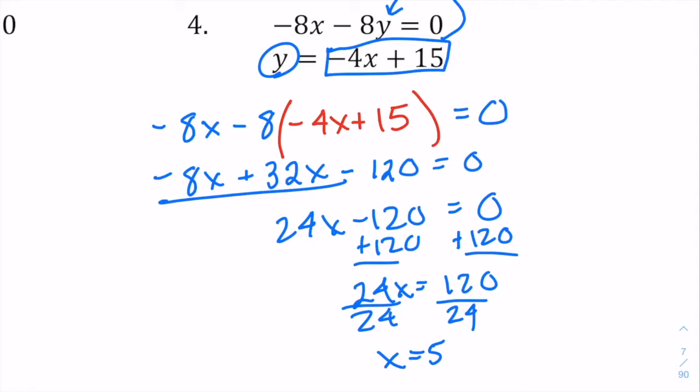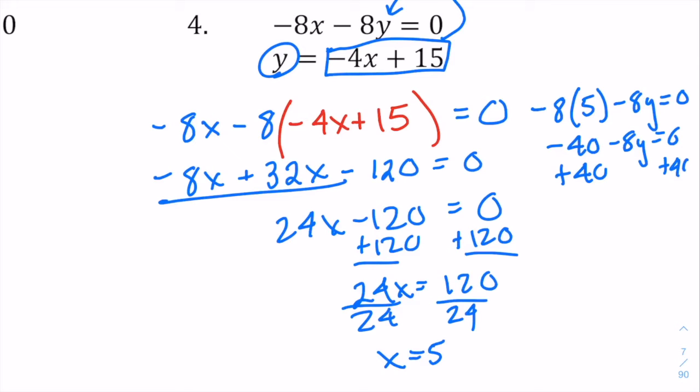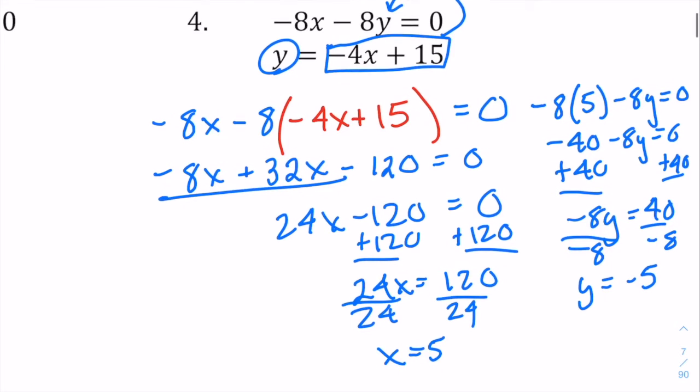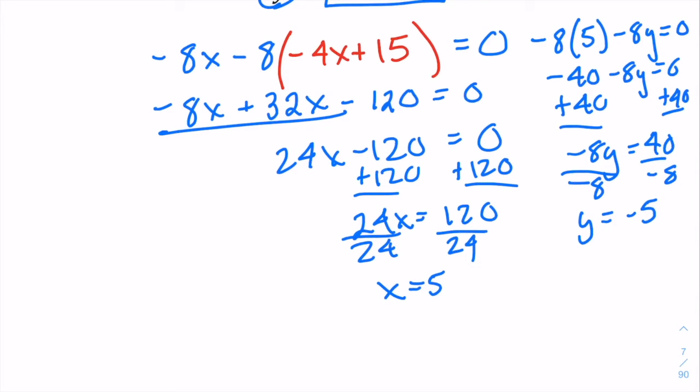All right, let's go back and check and find the other answer. So negative 8 times 5, that's our first equation, minus 8y equals 0. And we'll get negative 40 minus 8y equals 0. Add 40, add 40. Negative 8y equals 40. Divide both sides by negative 8. Y equals negative 5. Okay, great. We got negative 5. You could stop here, but to be extra certain, you can try it out in the other equation. So let's go ahead and do that.